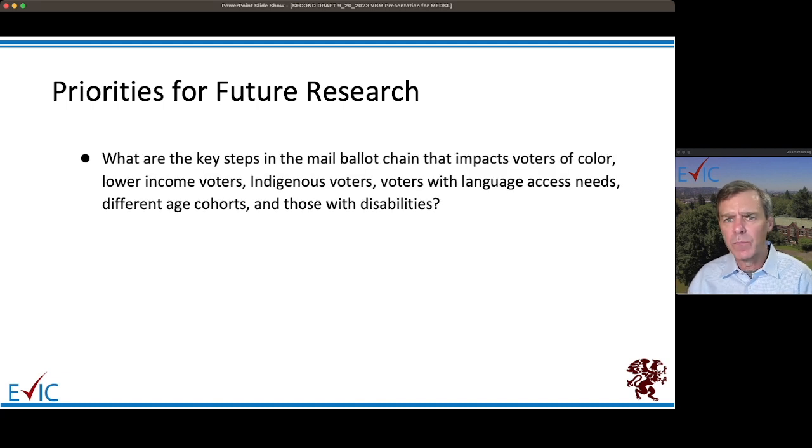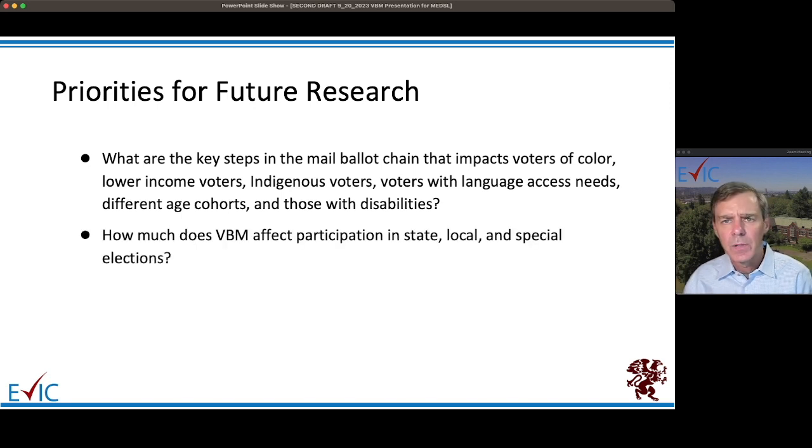What else? What are the key steps? The mail ballot chain is longer. There are additional links, and we've got to examine each one of these links to see whether the electorate overall and particular subgroups are impacted, whether there's vulnerability at different points in the chain. State and local, what is this, the third time? You're getting tired? But really, it's an open area. We need to know a lot more.